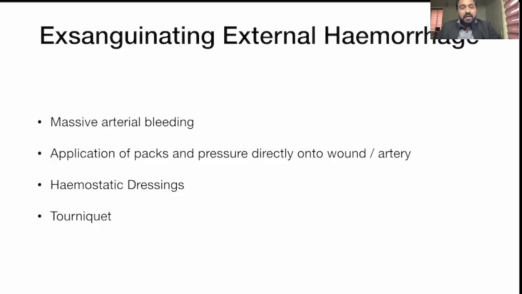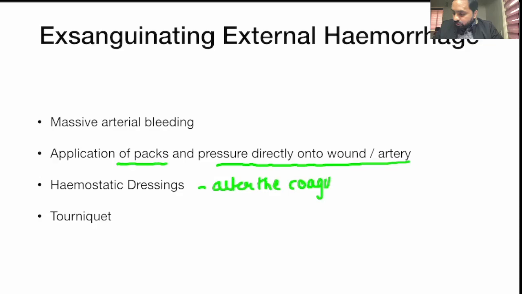So the first point that we discuss is the exsanguinating external hemorrhage. So it could be due to a massive arterial bleeding. What we need to do is that we can apply packs and apply pressure directly onto the wound or onto the artery if it is visible, right? There might be use of the hemostatic dressings that we can use, which basically alter the coagulation pathway, right? And then we can use a tourniquet.